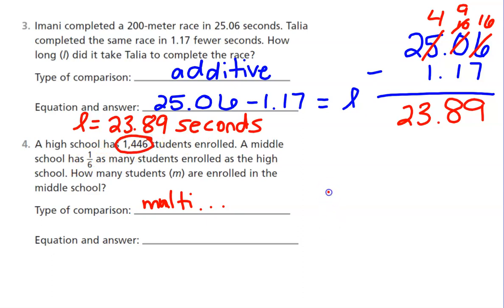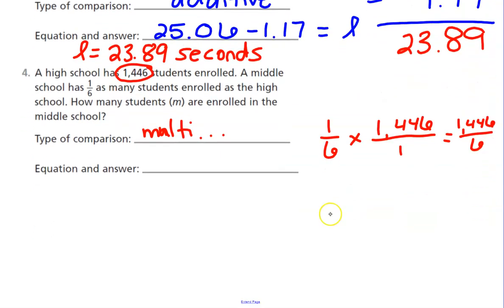Well, that means you're going to be finding 1/6 groups of 1,446. And I know I've told you in the past to try to cross-cancel first, but that's too hard. Instead, you should just multiply across, which is going to give you 1,446 over 6, and this is where you're going to be able to just simply divide. So let me give myself a little bit more room.